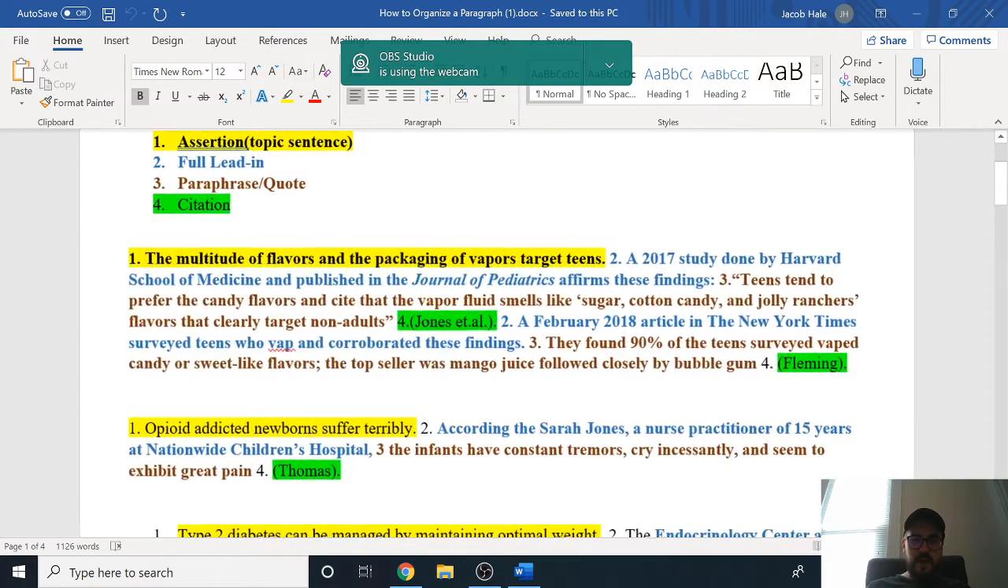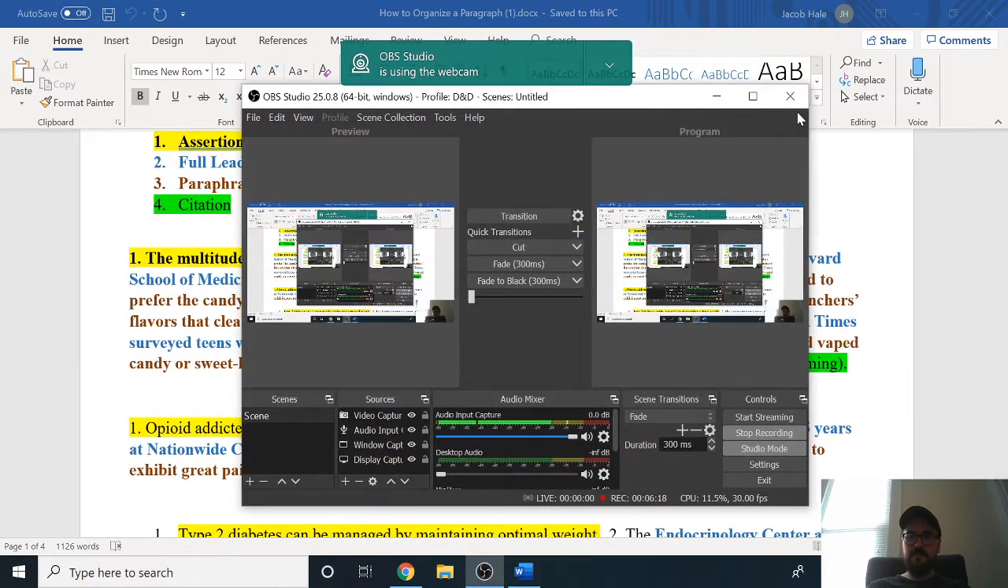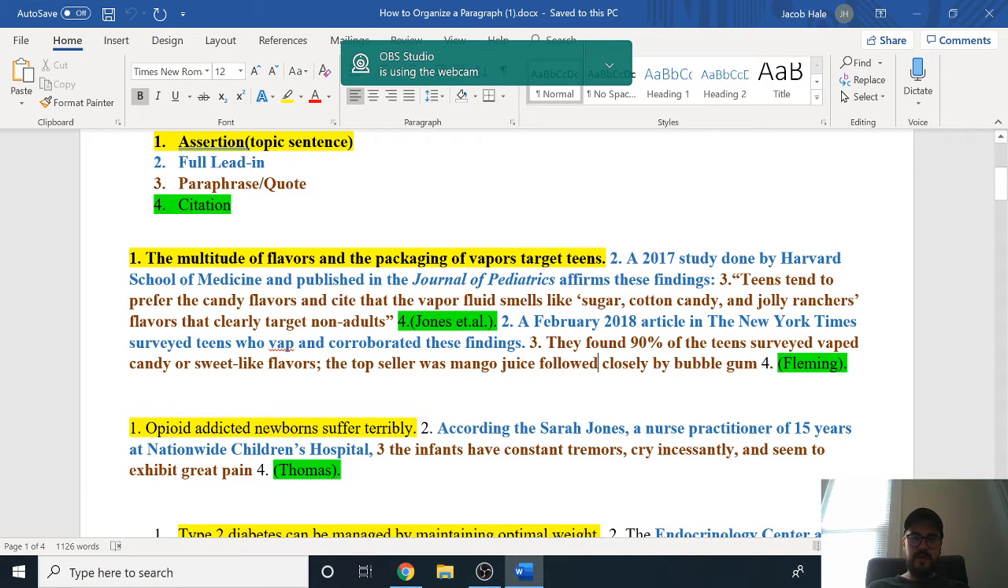And actually, I'm noticing a typo here. There shouldn't actually be this period there. That is an incorrect punctuation of et al. But anyways, let's continue on with our example. So after their quote and their citation, this writer flows right into another full lead-in. So they're about to present another piece of evidence.